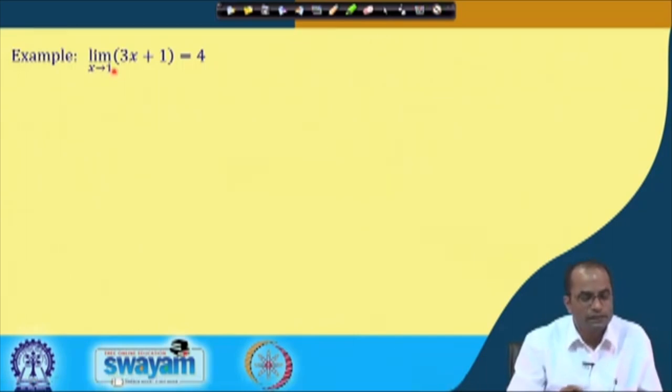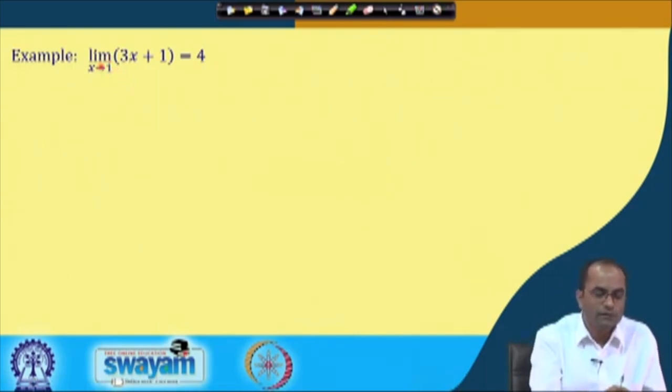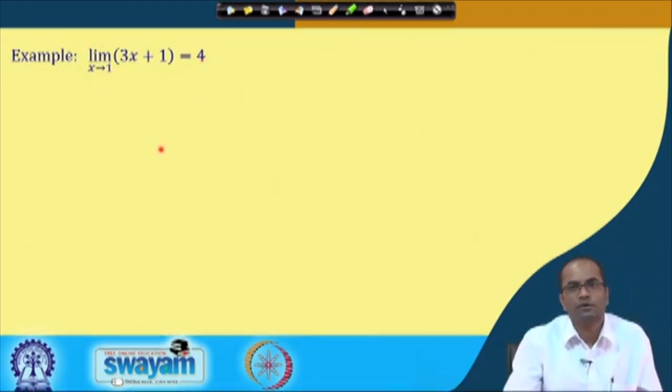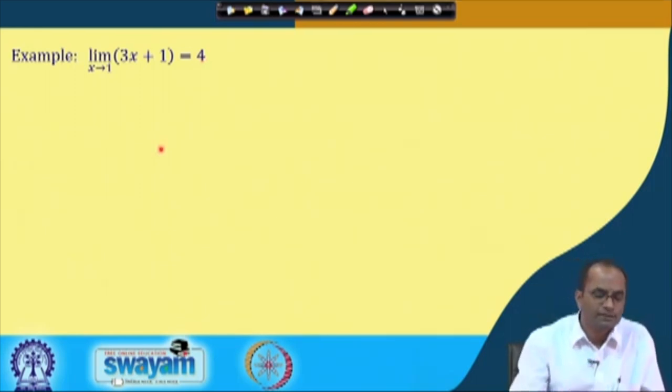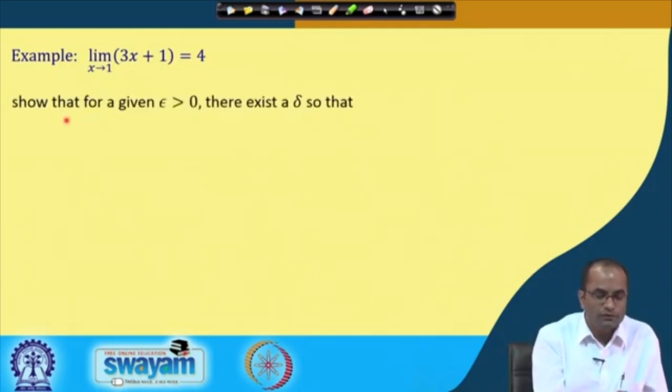So, here now let us take this example: what is the limit of 3x + 1 as x goes to 1? It is clearly visible here that the limit is 4 in this case. And we will now prove, using this epsilon-delta approach, that this indeed is the limit of the function 3x + 1.